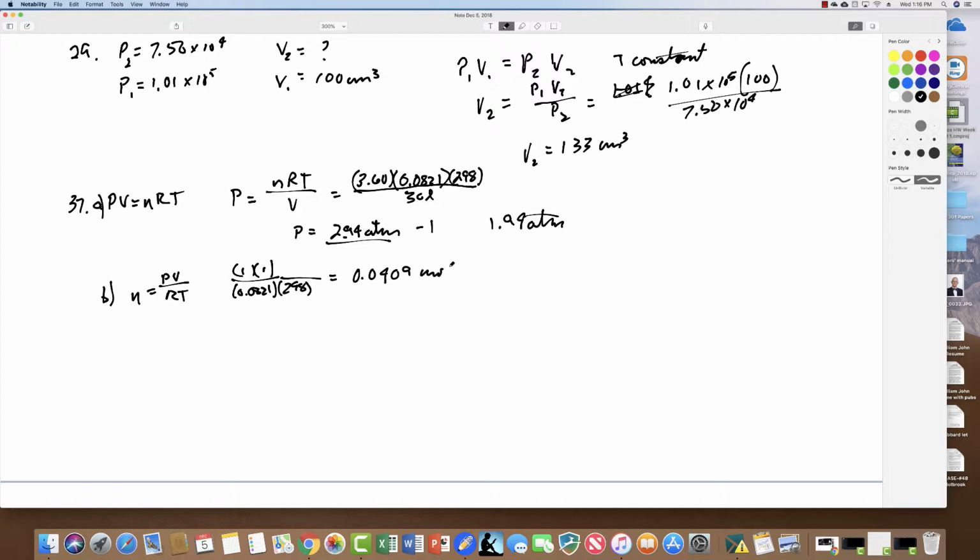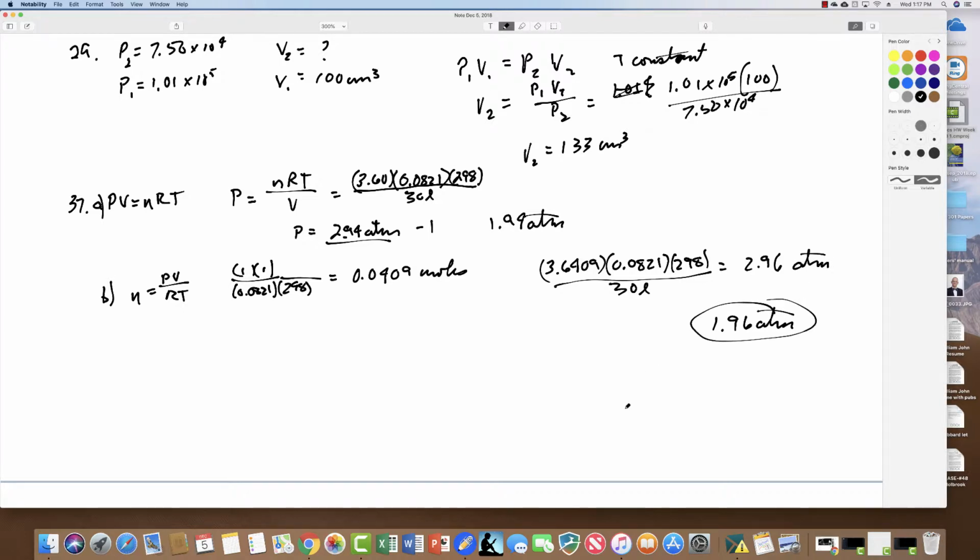So the amount of gas you're adding is 0.0409 moles. And so you do this calculation again, except you add this to the number of moles. So that's going to be 3.6409 times 0.0821 times 298 divided by 30. And when you do that, you get 2.96. So the new gauge pressure is going to be 1.96 atmospheres. So adding that little bit of gas in increases the pressure by about 0.02 atmospheres.